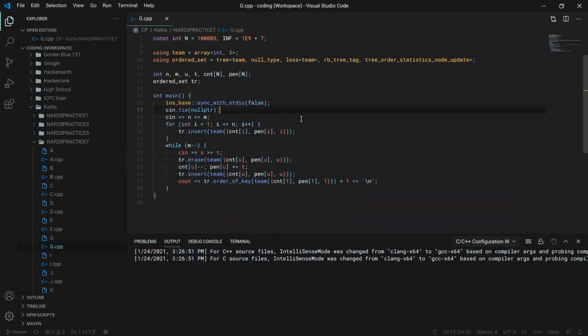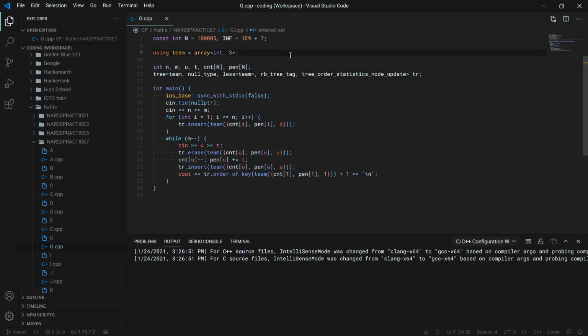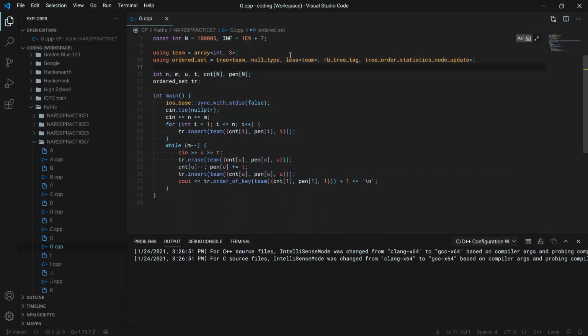Okay, so yeah. So maybe explain a little bit of that line, this ordered set. I cannot really explain this line. It is how you initialize the policy based data structure. I am using ordered set equals to this, so that I can just type ordered set instead of having to type this here. It doesn't change the code at all. So then this tree supports insert, erase, and order of key. Yes.